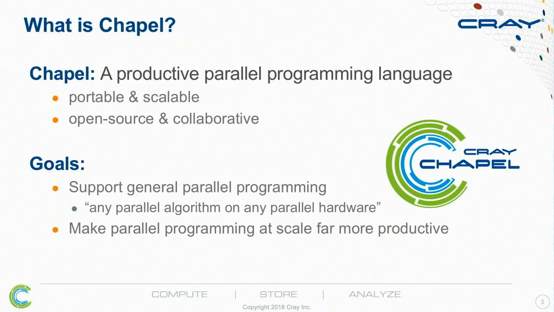The two main goals of Chapel are to support general parallel programming, which you can think of as: if you've got a parallel algorithm in your mind and some parallel hardware you'd like to run it on, Chapel should be able to do that. And the second goal is to make parallel programming at scale far more productive than it is today. Now, that term productive means different things to different people.